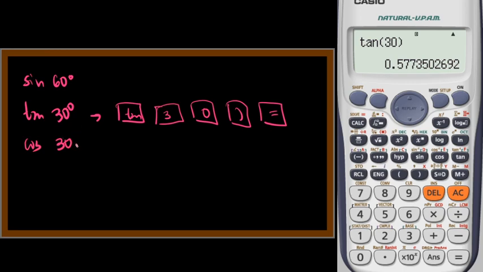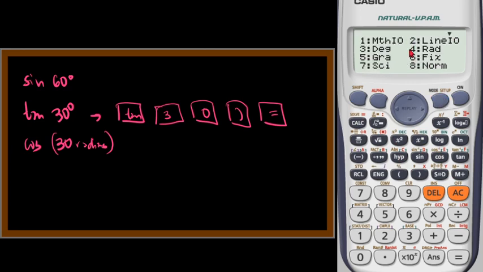Okay, so now we are going to do cosine of 30 radians. First we need to set our calculator in radians. So we have here shift setup, then radians is 4, so press 4, then cosine 30, then equals. You need to put the radians. That will be 0.154. I will show you the difference if you have set it in degrees. So the answer for this one is 0.154.